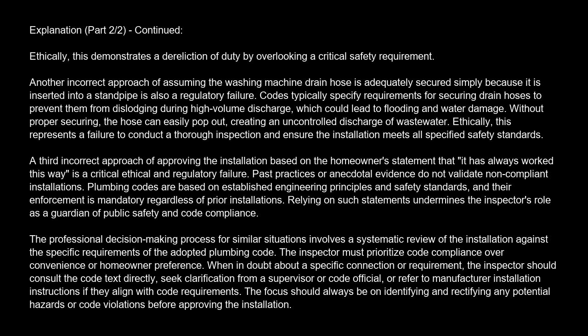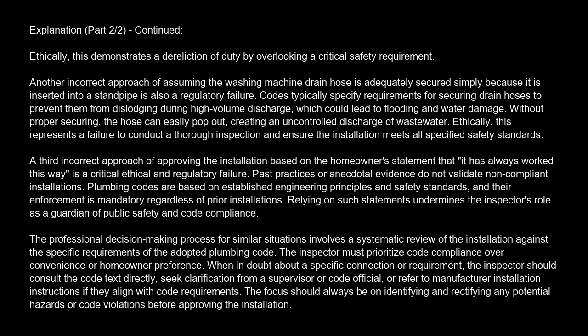Another incorrect approach of assuming the washing machine drain hose is adequately secured simply because it is inserted into a standpipe is also a regulatory failure. Codes typically specify requirements for securing drain hoses to prevent them from dislodging during high-volume discharge, which could lead to flooding and water damage. Without proper securing, the hose can easily pop out, creating an uncontrolled discharge of wastewater. Ethically, this represents a failure to conduct a thorough inspection and ensure the installation meets all specified safety standards.